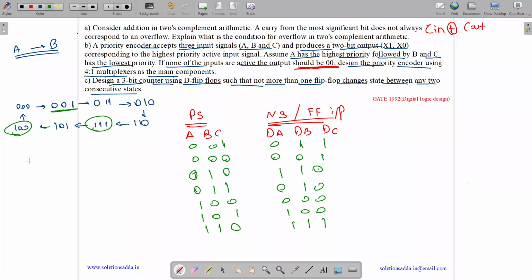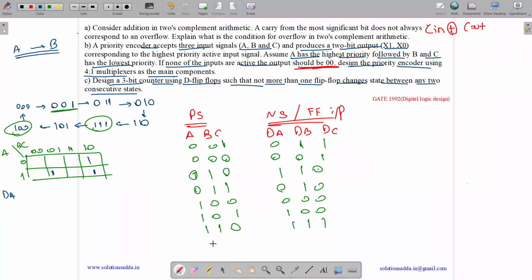Now let us draw the K map for this. So K map for A, B, and C. We have variables A, B, and C, with columns 00, 01, 11, 10. So the values are 1 for, let us draw it first for DA. So the value is 1 for which values? DA has 1 for 010, 101, 110.